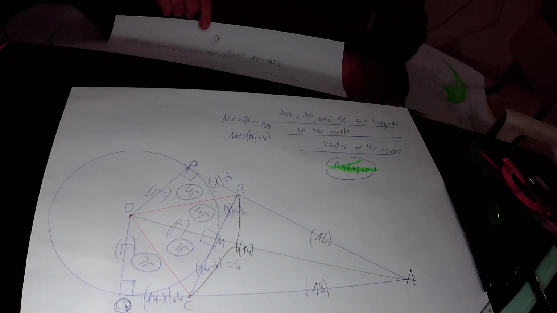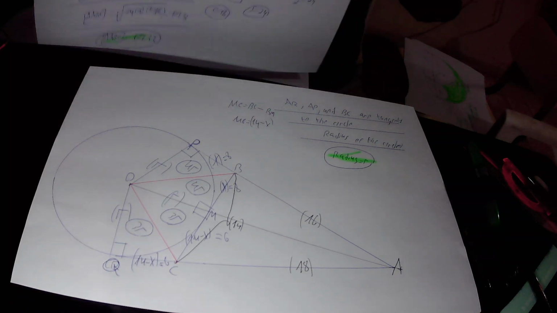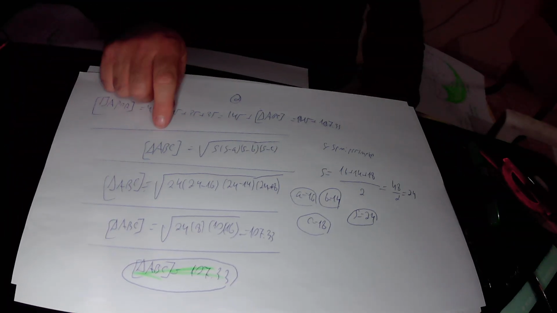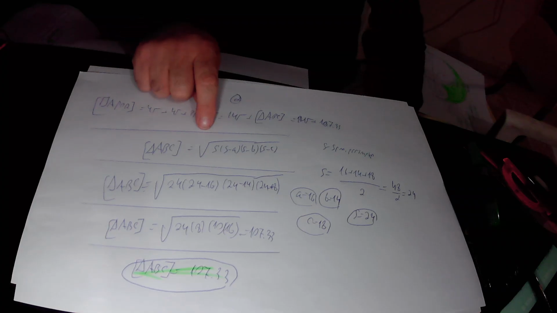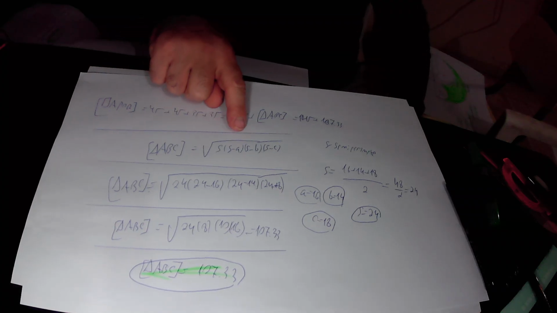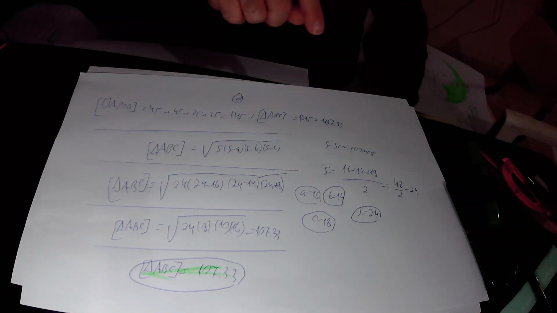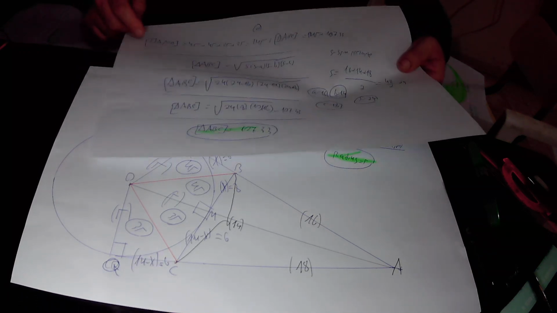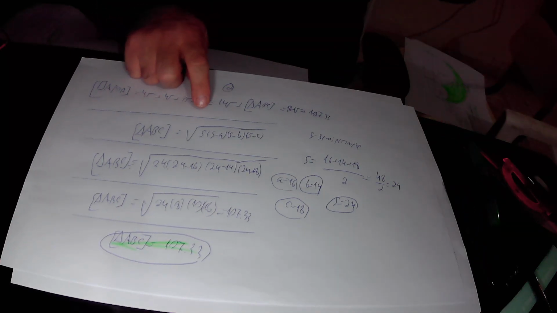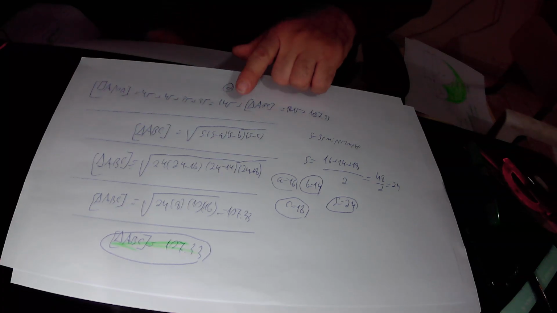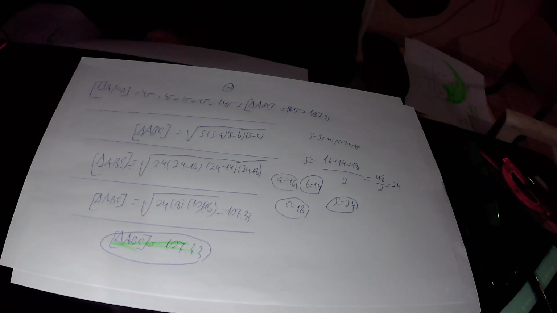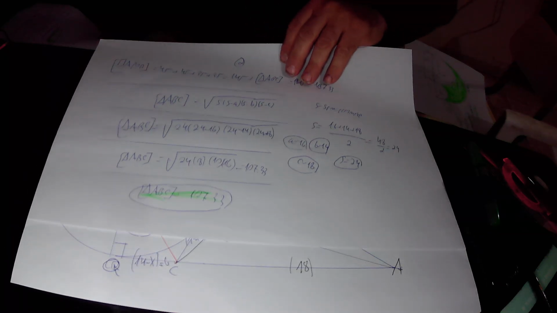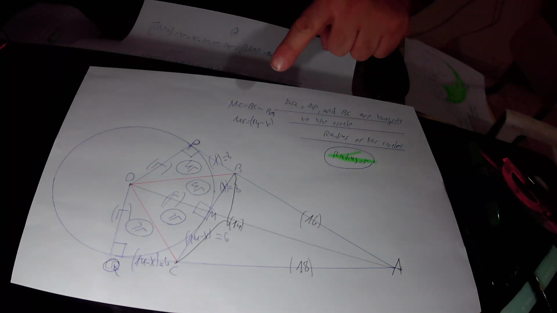Use the special formula to find the area of triangle ABC. The area of triangle ABC equals the square root of S times (S minus a) times (S minus b) times (S minus c). S is the semi-perimeter of this triangle ABC, and a, b, and c are the side lengths of triangle ABC. And again, a, b, and c are the side lengths of triangle ABC, and S is the semi-perimeter of triangle ABC.